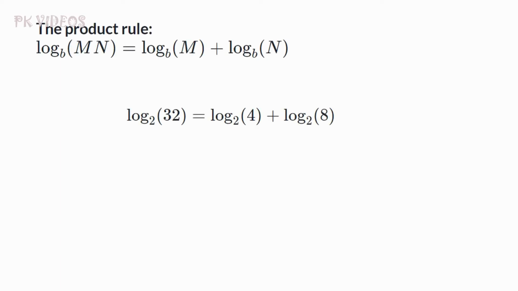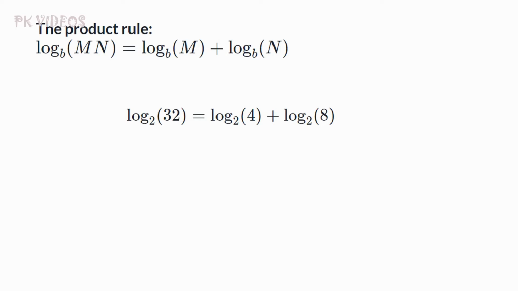Now let us look at the example of the product rule. Log 32 to the base 2 can be expressed as log 4 to the base 2 plus log 8 to the base 2, because 4 times 8 is 32. So we are separating log 4 to the base 2 plus log 8 to the base 2.